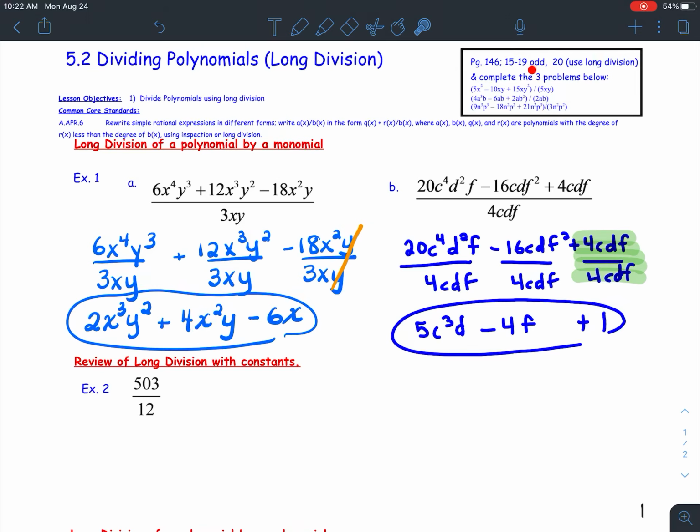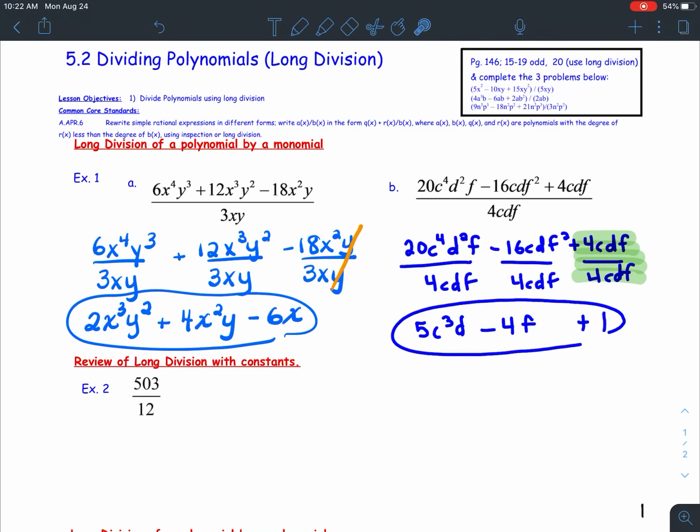Okay, so there are going to be a few problems. You'll notice on the homework assignment, this assignment is out of the book. However, there are 3 additional problems in this box here that I also want you to add to the book assignment, and these 3 problems are just like what we did here. It's dividing a polynomial by just a monomial, and you will just use this process here of splitting it into the separate fractions.